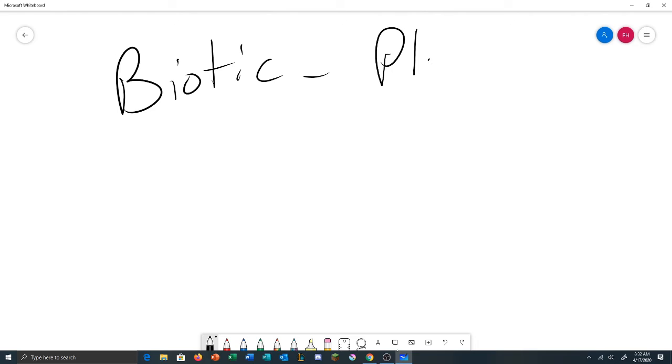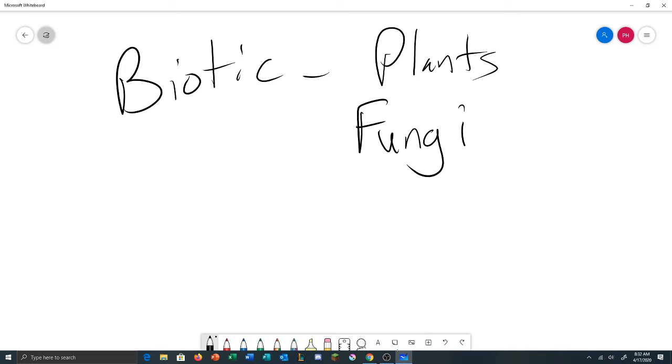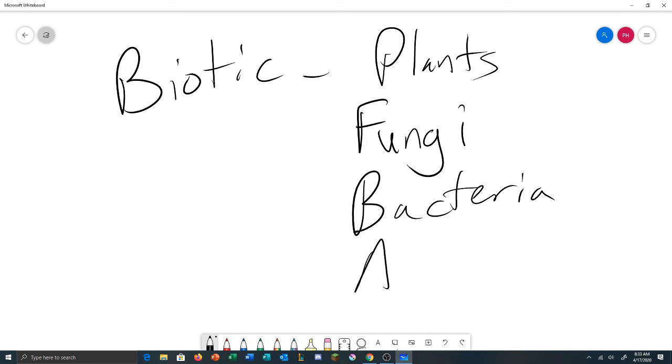Next, we'll go over biotic. Biotic resources. That could be your plants, your fungi, bacteria, animals. They're all a form of resource. Because if you think about it, animals eat each other. Animals eat plants. Plants and animals rely on each other to take care of each other, to live. They can live together in harmony, or they can eat each other. They can do all these things.